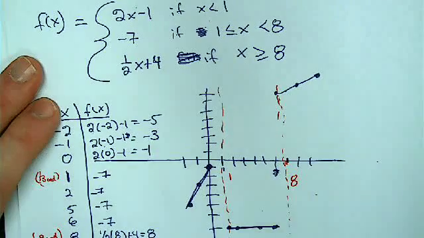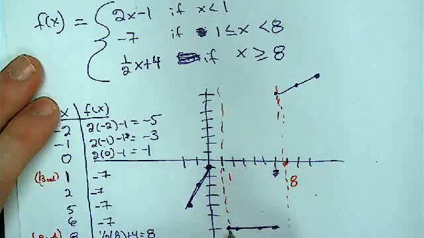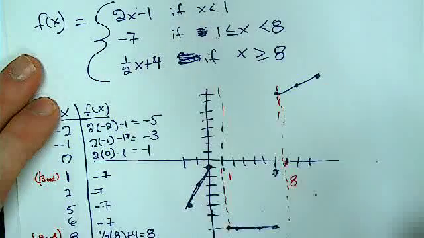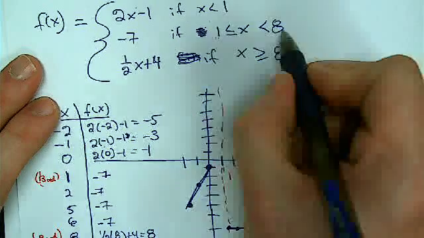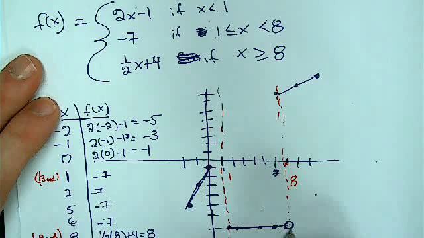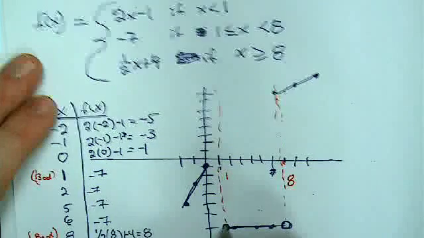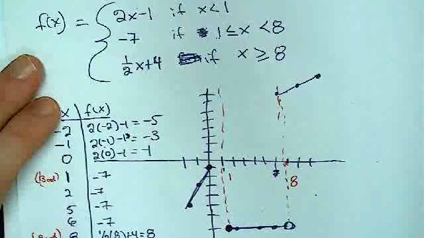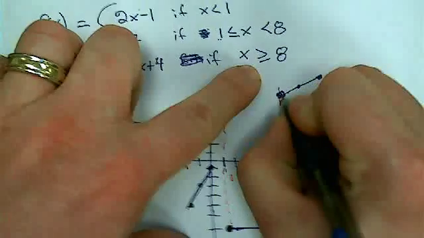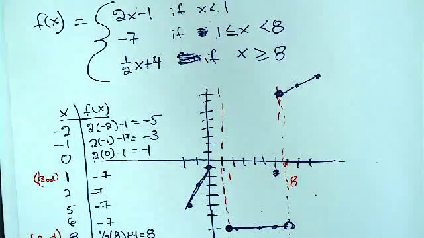The last thing to do now is to fill in the gaps. This one starts strictly on 1 and keeps going. It goes to 8 but doesn't include 8. So there's my open dot to show that it doesn't include 8. Here's my closed dot to show that it does include 1. This one starts directly on the 8, so I make a big solid closed dot right there at the 8 to show that that's included. And then it keeps going.